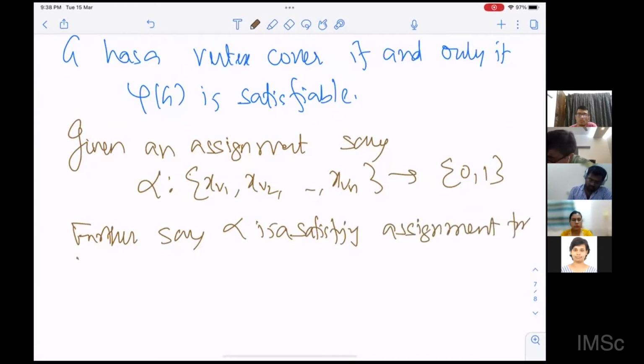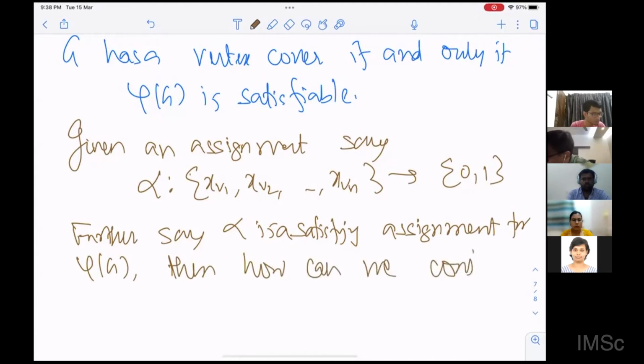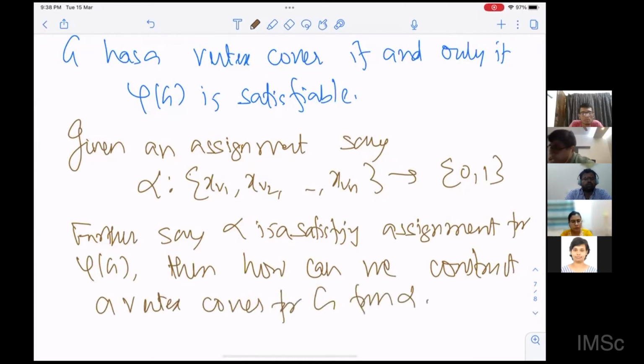For phi z, okay? Then how can we construct a vertex cover for G from alpha, right? So I gave you this satisfying assignment for this formula. And I said, yes, you said this if and only if, right?